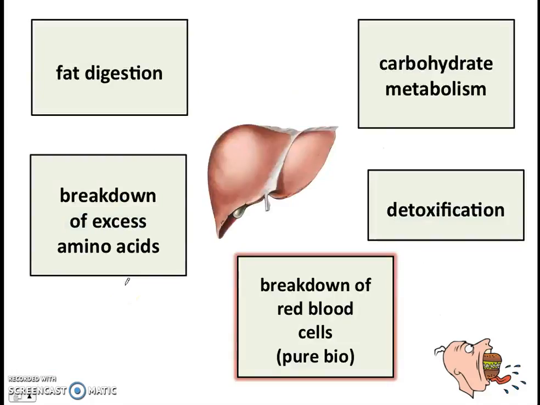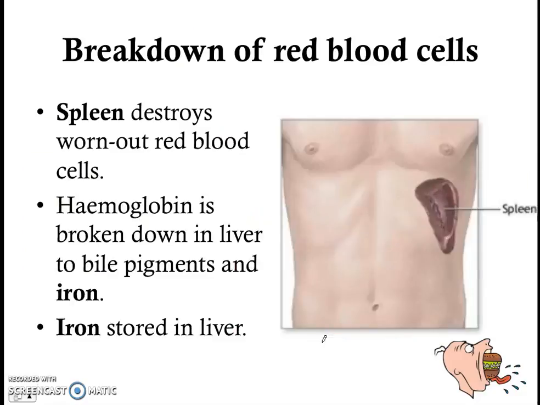Got it? Now next we have the liver is also involved in the breakdown of red blood cells. This is only for pure bio. Now very quickly, okay, after being used for a while, I think it's about 3 months, the red blood cells which are worn out will be destroyed in the spleen. The spleen is another part of your body. Now the red blood cells contain hemoglobin.